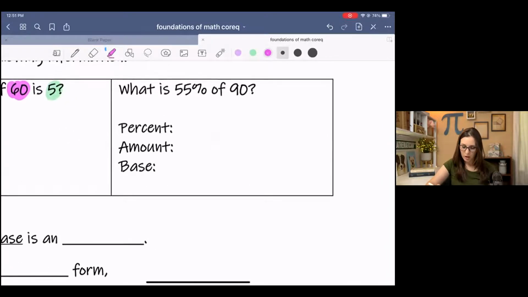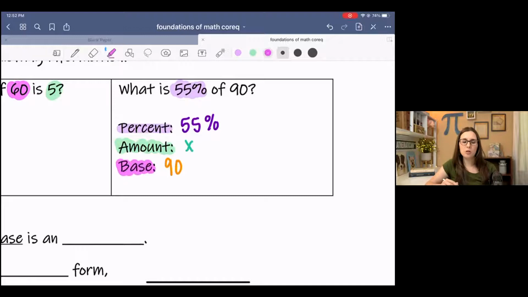Last one: what is 55% of 90? That one's given. That's nice. So that means we are missing the amount. We do know that whatever the amount is represents 55% of the whole, which is 90.